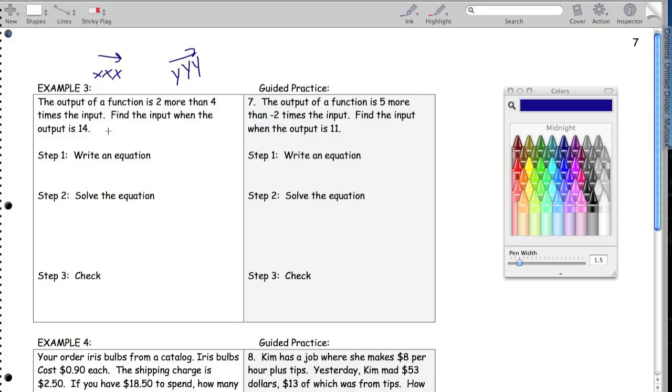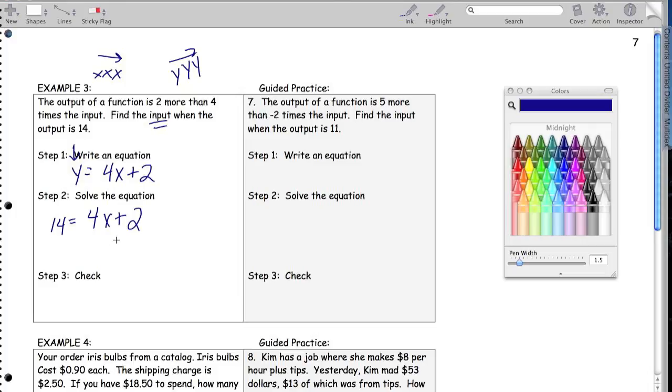It says the output, or y, is equal to the output of a function, so here's our function, is 2 more than 4 times the input. So 4 times the input, 2 more than that. We put 2 more at the end. So 4x plus 2 is our equation. Then they ask us to find the input when the output is 14. So when y is 14, we have to find the input. 14 is equal to 4x plus 2.